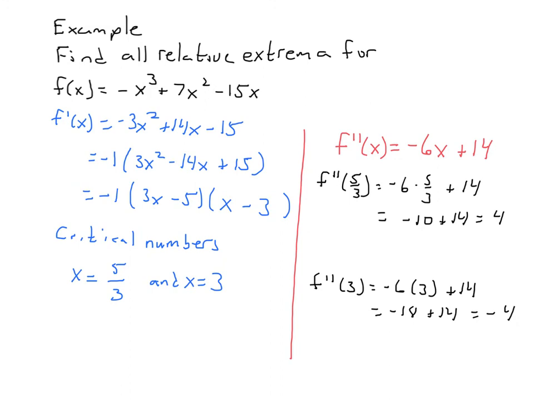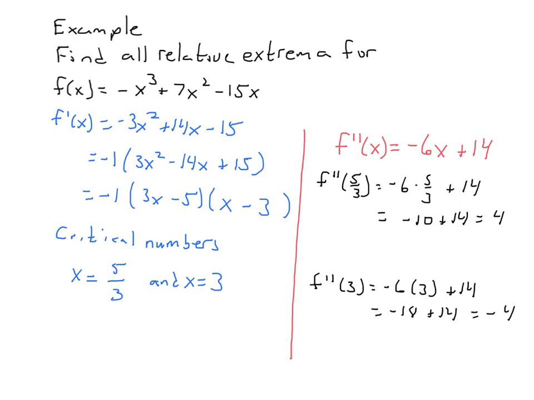So in this case, when I plugged 5/3 into the second derivative, I did come up with a positive 4. Negative 6 times 5/3 is going to end up being negative 10, because I know 3 will go into negative 6 negative 2 times. So I'll have negative 2 times 5, which gives me negative 10, plus the 14 gives me a positive 4. And I know when I plug 3 into the second derivative, I get negative 6 times 3 plus 14, which will be negative 18 plus 14, which is negative 4.